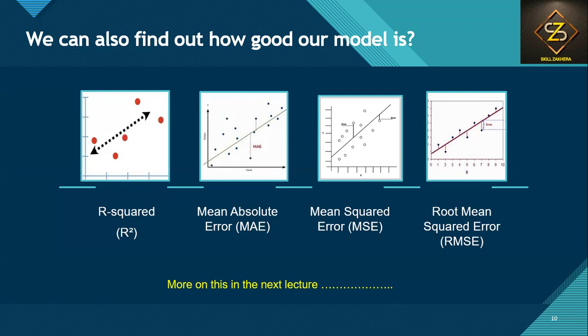So the first criterion to see is R squared. Second is mean absolute error. Third is mean squared error. And the fourth is root mean squared error, which is RMSE. We're going to discuss this more in the upcoming lectures. So stay tuned. This is just to give you a very basic idea for somebody who is not familiar with the regression model.